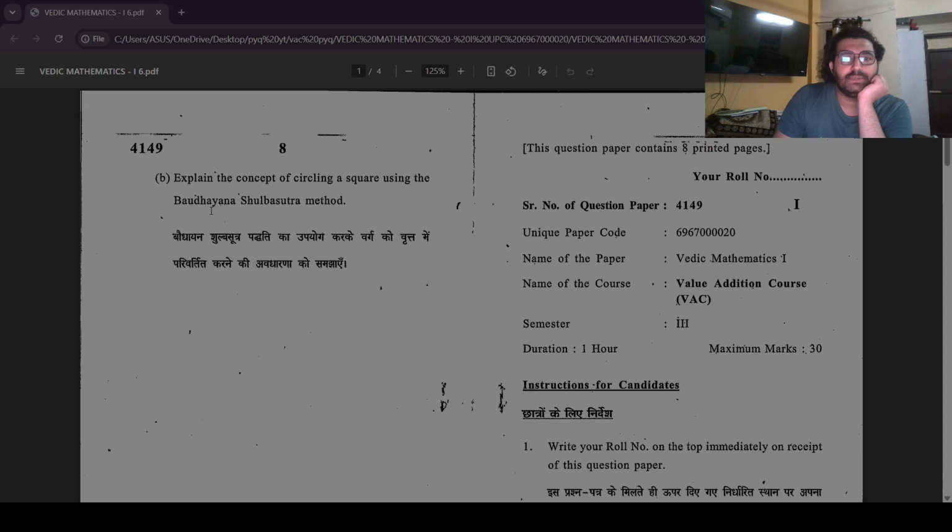As for the last, it's the B part. Explain the concept of circling a square using the Bodhaya Sutra method.